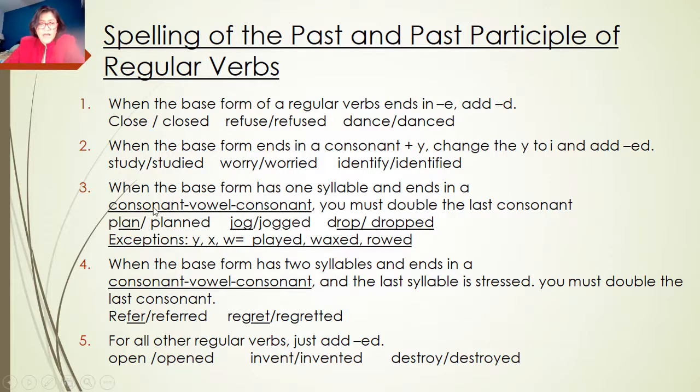Again, we have to change the y because it's next to a consonant, so it's being used as a vowel sound, I mean. And when the base form has one syllable and ends in a consonant, vowel, consonant, like I said, we have plan, consonant, vowel, consonant, double N, planned. Jog, consonant, vowel, consonant, jogged. Drop, consonant, vowel, consonant, dropped. Okay? The exceptions to these rules are Y, X, and W. You cannot have two W's or two X's together or two Y's. So you don't do it. Notice here how played, you don't double anything because you don't have a consonant, vowel, consonant, and you have a Y here, right?